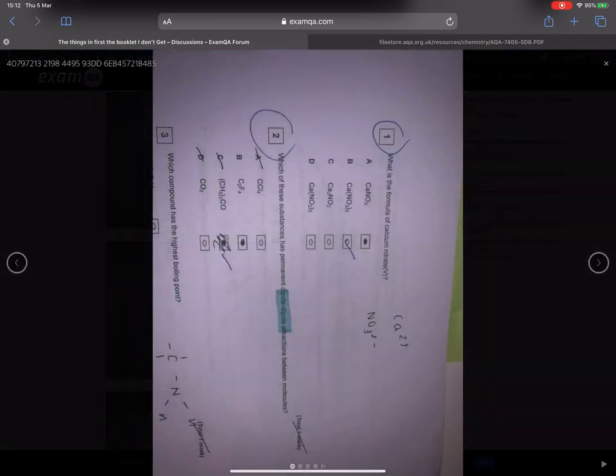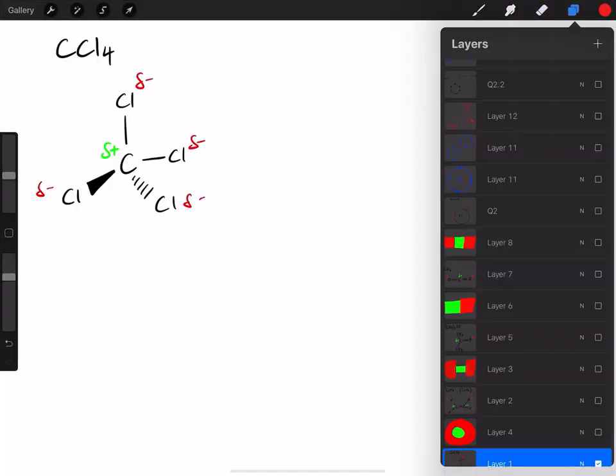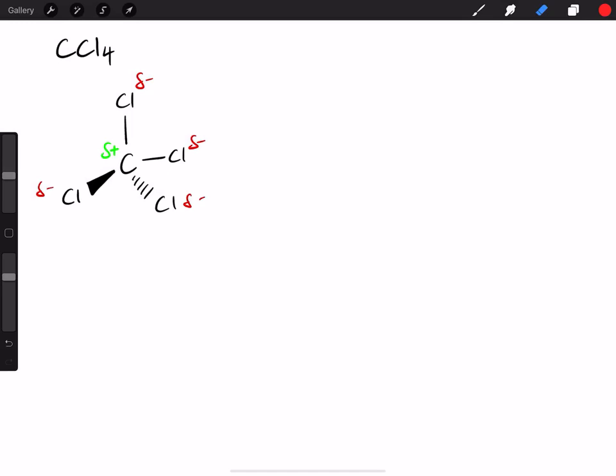Okay, so let's start by answering this one first. Which of these substances has permanent dipole-dipole interactions between the molecules? What we're going to do is draw each one of them. Starting with CCl4. The question is asking which molecules have dipoles between the molecules, not between the bonds. So we're not looking for polar bonds, we're looking for a polar molecule.